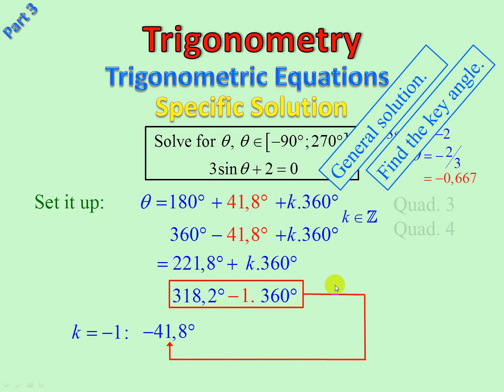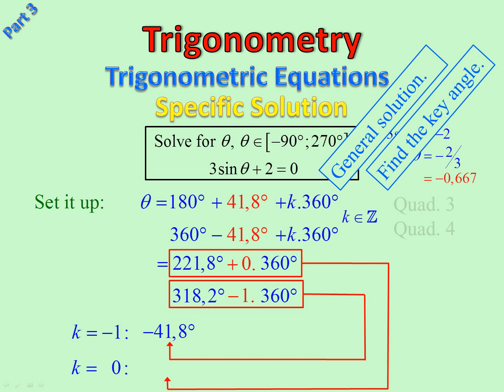Okay, now k equals 0, yes, it'll work for this one. For k equals 1 on this one, no, because it's outside the area. It's only as far as 270. Therefore, I'm going to do 0 for that one. And that's my answer. Finished.